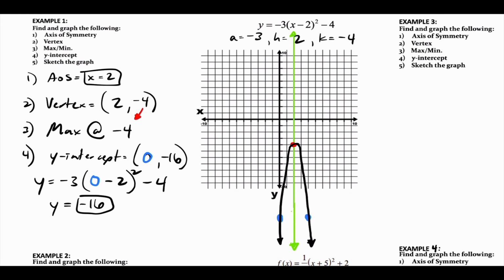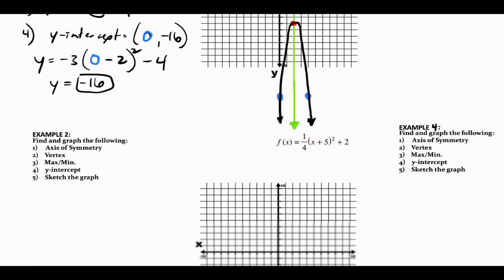Okay. All right, let's do the next one now. Number 2, right under it.